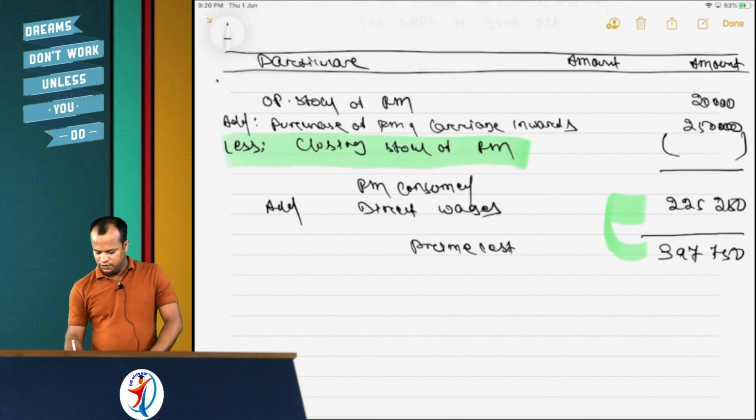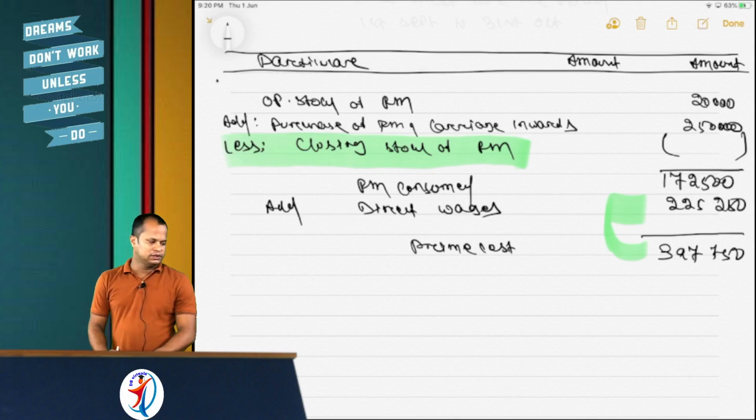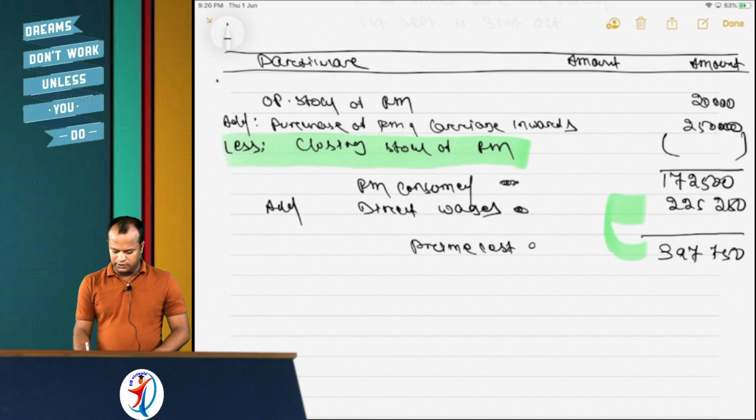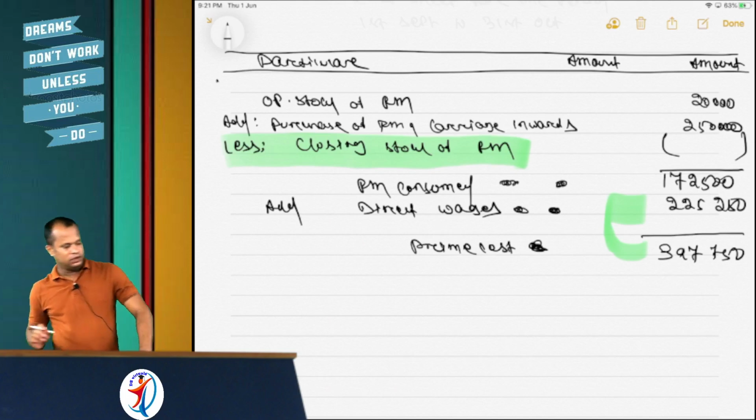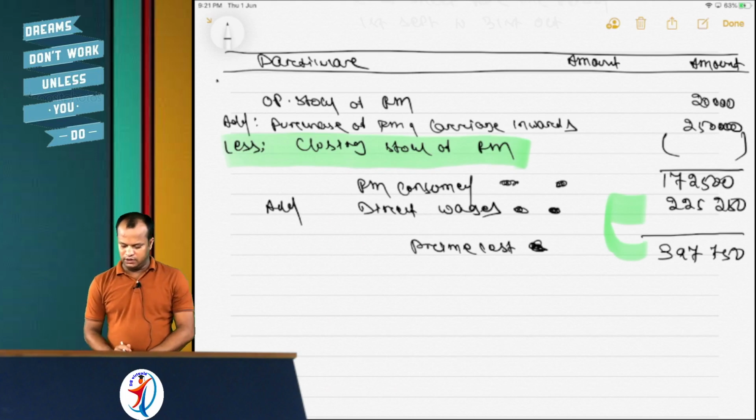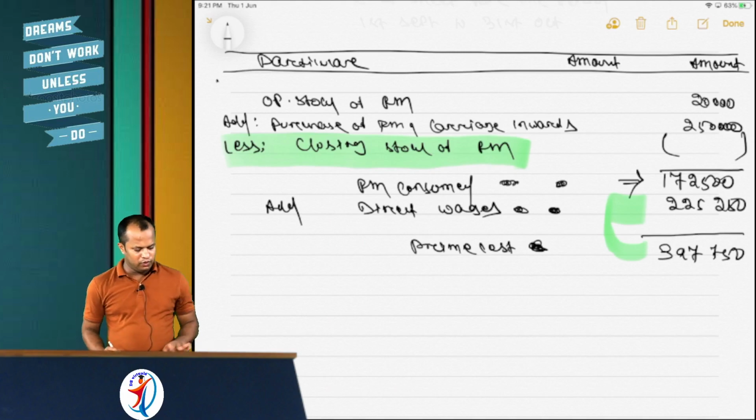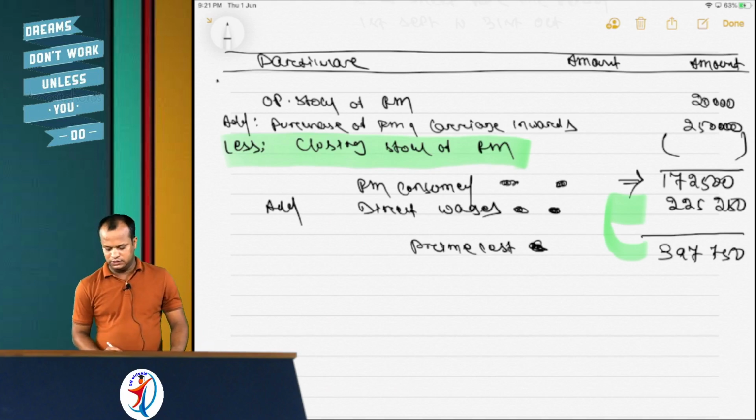raw material consumed, that is 1,72,500. Listen carefully. Raw material consumed plus direct wages is prime cost. So prime cost minus direct wages will be raw material consumed. Now raw material consumed is 1,72,500. Yes. So by reverse working we can find out closing stock of raw material.